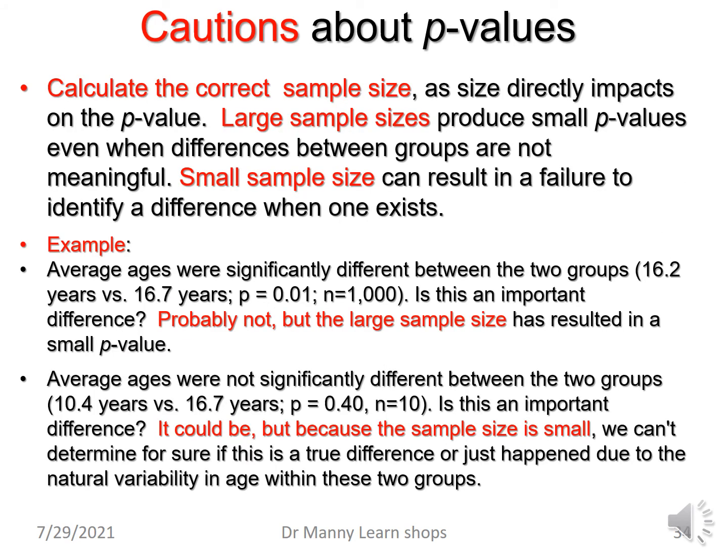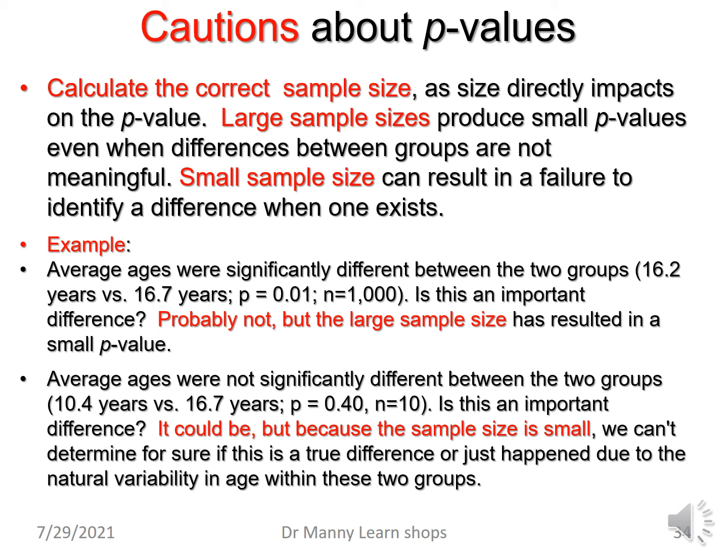There are cautions about the p-values to consider. Calculate the correct sample size. Sample size directly impacts the p-value. Large sample sizes produce small p-values, even when differences between groups are not meaningful. A small sample size can result in failure to identify a difference when one actually exists.